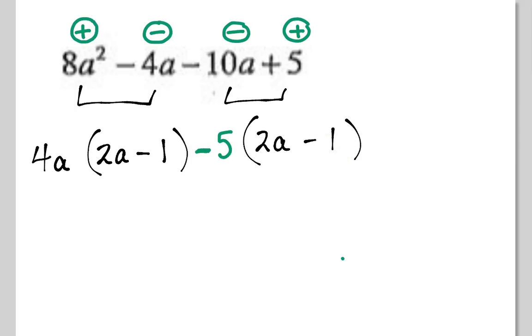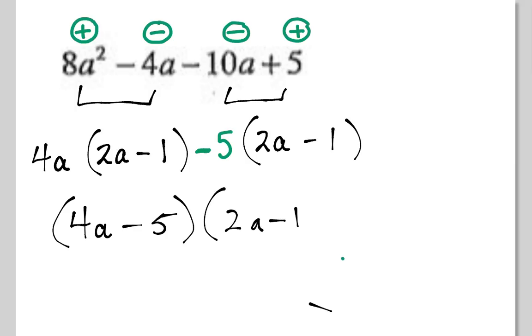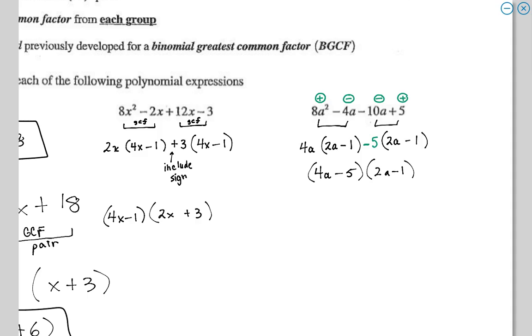That's tough for a lot of students. It will take practice to get better to spot that. These are the two factors in the final statement. That's the final answer. The 2a minus 1 is a factor. The 4a minus 5 is a factor. Okay.